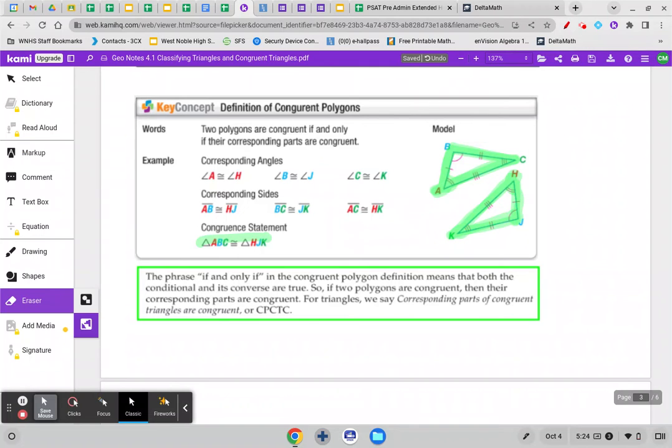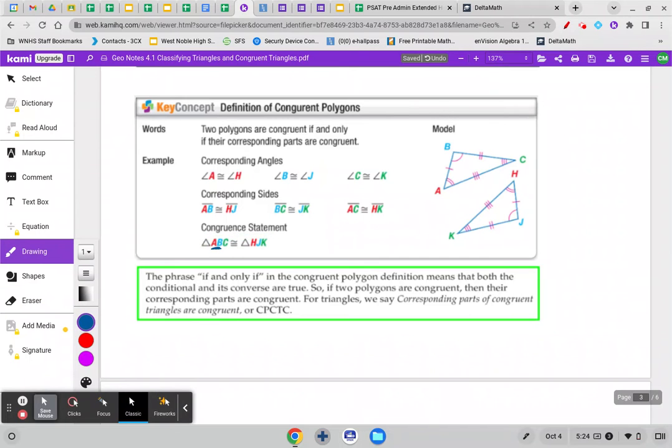So your congruent statement can tell you a lot of things. Like notice because A, B are first and H, J are first, they are corresponding sides. Or because C and K are last, they are corresponding angles. So this is why it is really important to make sure you get that order correct, because you can tell corresponding sides and angles just from the congruent statement.